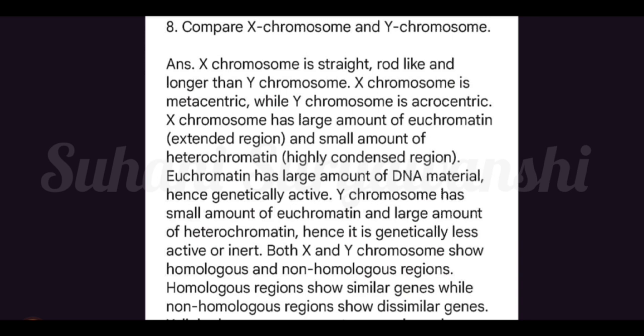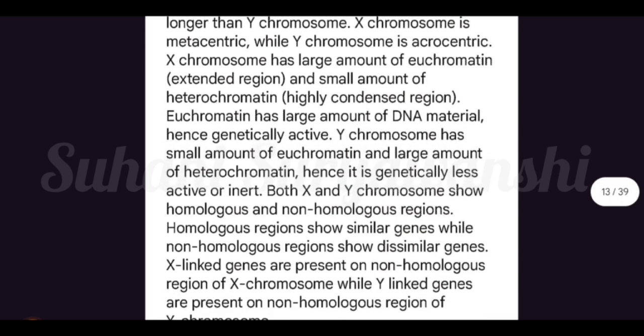X chromosome is metacentric. X chromosome has large amount of euchromatin and small amount of heterochromatin. Euchromatin has large amount of DNA material and hence is genetically active. Y chromosome has small amount of euchromatin and large amount of heterochromatin, and hence it is genetically less active or inert.